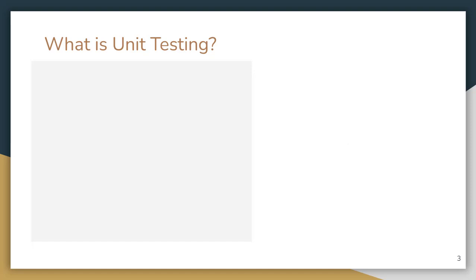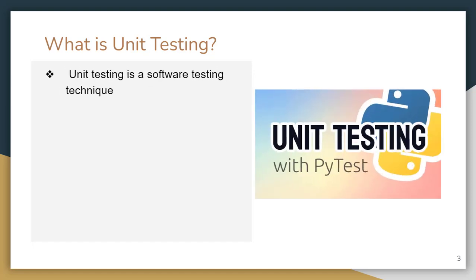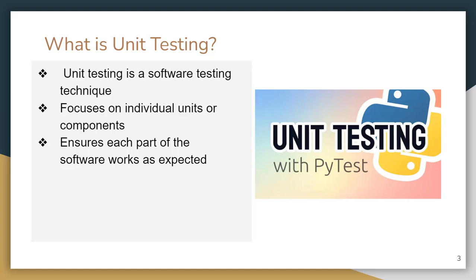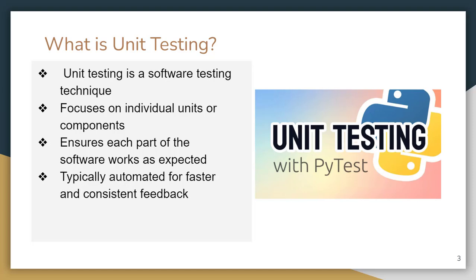What is unit testing? Unit testing is a software testing technique. It focuses on individual units and components, breaking the entire program into different small parts, and then testing them. It ensures each part of the software works as expected. It is typically automated for faster and consistent feedback, and it is done during the development cycle, or during development of the application.